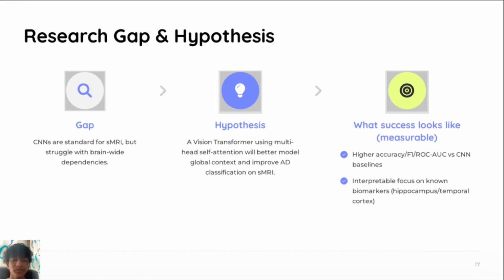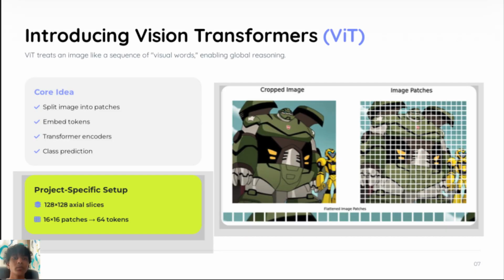A vision transformer works differently from a CNN. Instead of scanning the image with convolutional filters, a ViT splits the image into patches. You can think of these patches like visual words in a sentence. Just like a language transformer learns relationships between words, a vision transformer learns relationships between image patterns.